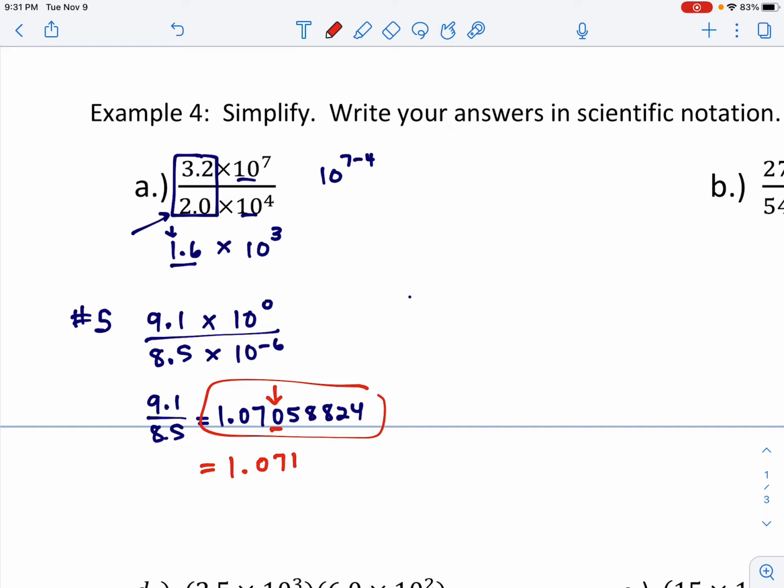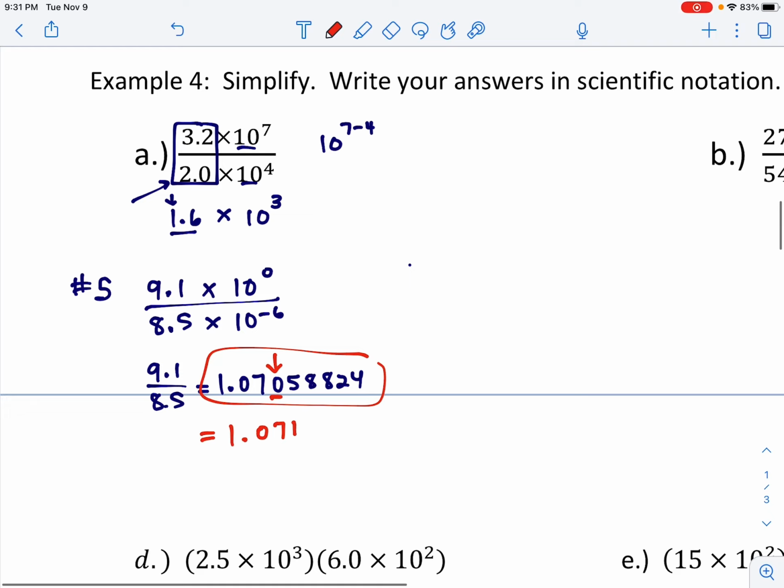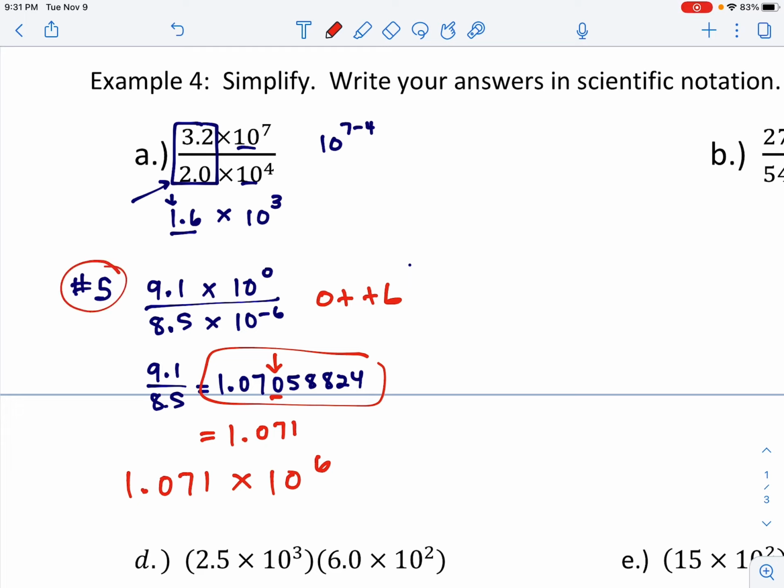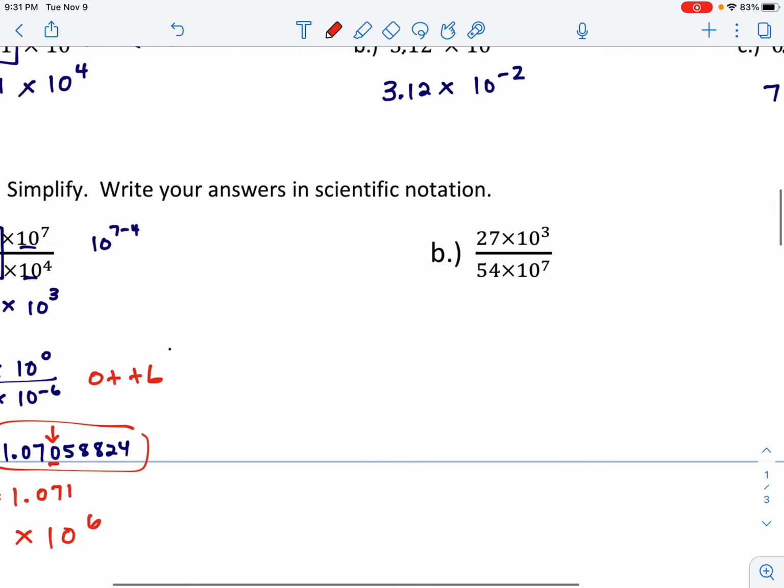Okay? All right. And then if we were to finish this, I'll finish this one with you. So if we look at this, our answer is going to be 1.071 times 10. We have to subtract our exponents. So 0 minus negative 6, minus a negative changes to positive. So that's going to be 10 to the 6th power. Okay? So number 5, if you paid attention to this video, on your homework is already done for you. All right, so let's look at B.